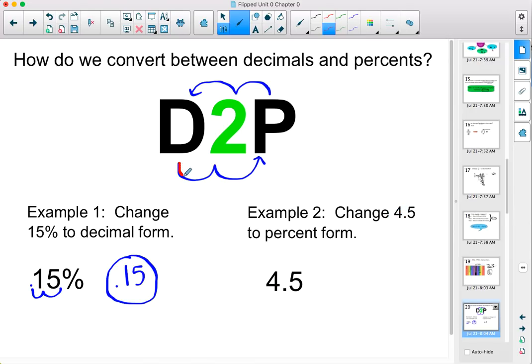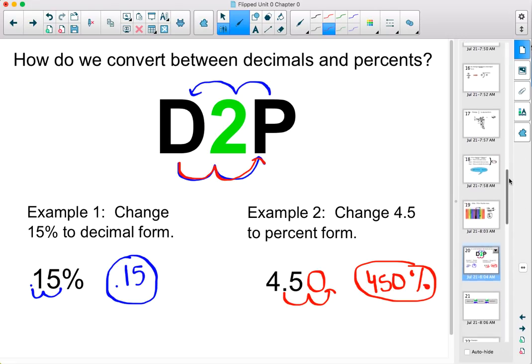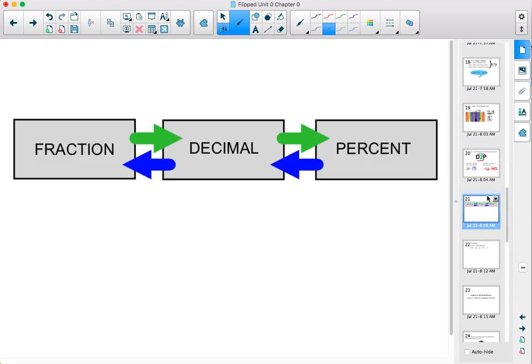We're starting off as a decimal. We're moving our decimal point 2 places to the right. 1, 2. See, I have an empty bucket here. That means I have to fill it with a 0. And then I rewrite my number. I have a 450. And I'm going to put my percent sign at the end. So that's good. We got a pretty big percent there, bigger than 100%. Okay? Easy to use D2P.